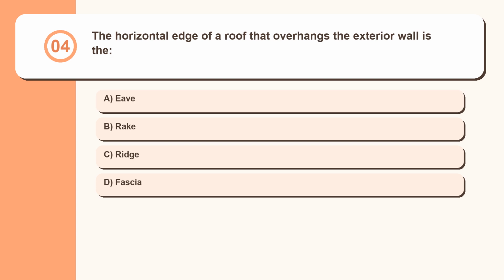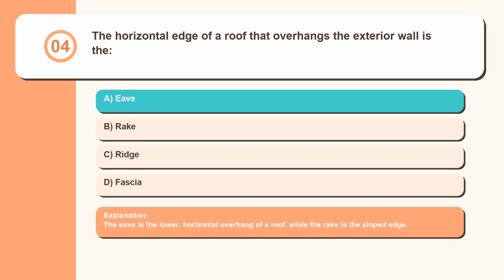Question 4. The horizontal edge of a roof that overhangs the exterior wall is the eave, rake, ridge, fascia. The eave is the lower, horizontal overhang of a roof, while the rake is the sloped edge.